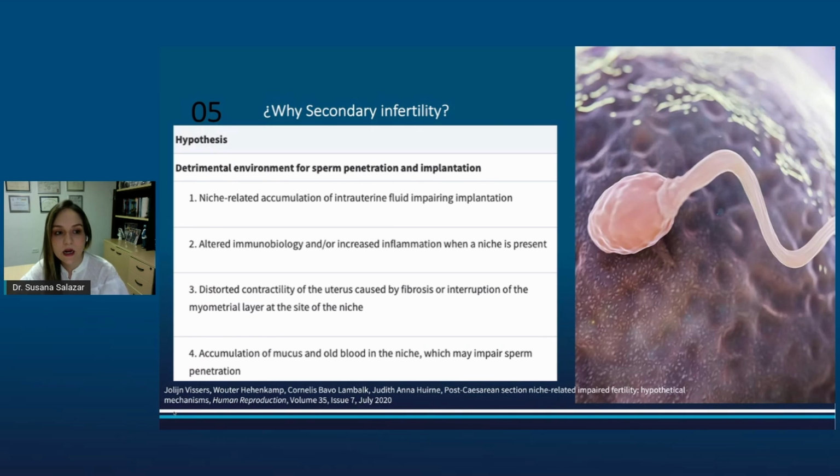The hypotheses are, first, a detrimental environment for sperm penetration and implantation. Niche-related accumulation of intrauterine fluid impairing implantation, altered immunobiology and/or increased inflammation when a niche is present. Distorted contractility of the uterus caused by fibrosis or interruption of the myometrial layer at the side of the niche, and accumulation of mucus and old blood in the niche, which may impair sperm penetration.